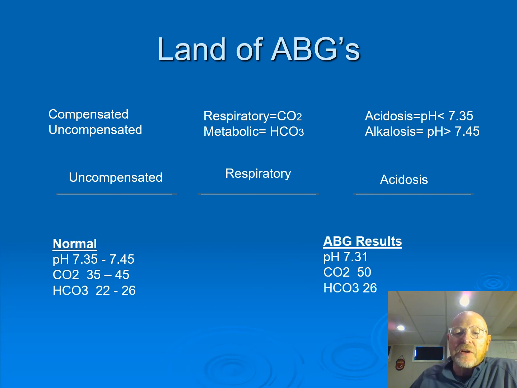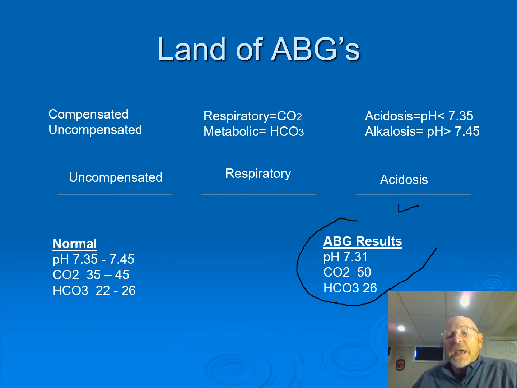Let's just do another one here so that we can assure ourselves that it's easy. So the first thing we're going to do is look at the last name. Here are our ABG results. If the pH level is less than 7.35, our last name is going to be acidosis. If the pH is greater than 7.45, our last name is going to be alkalosis. pH 7.31, well, that's less than 7.35. That gives us a last name of acidosis.